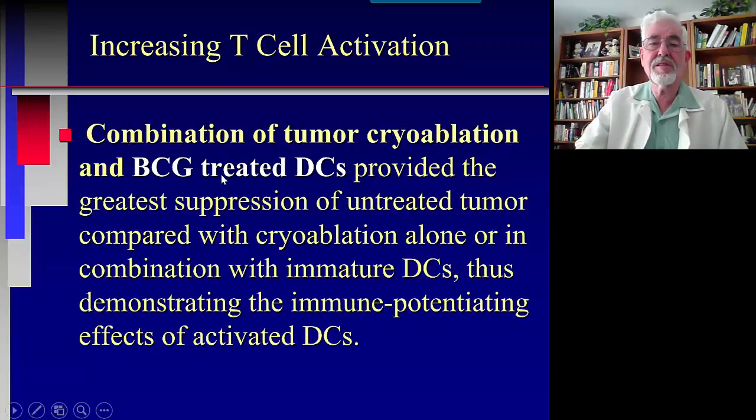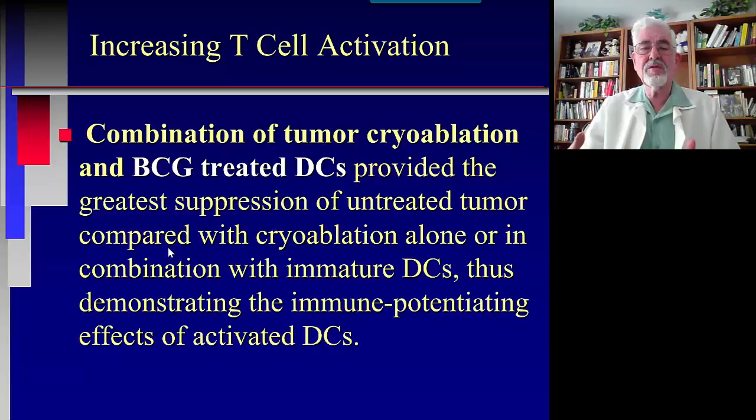Combination of tumor cryoablation and BCG-treated dendritic cells provided the greatest suppression of untreated tumor compared with cryoablation alone in combination with immature DC, thus demonstrating the immune-potentiating effects of activated dendritic cells. So it's an activated DC injected directly and combined with BCG. So we see we combine more immune modulator, immune stimulator, and we also bring the dendritic cell into the area of the battlefield where the immune system meets the cancer cells.